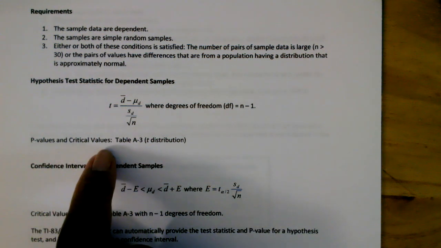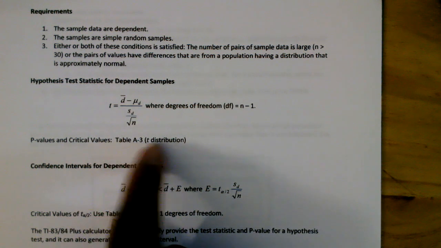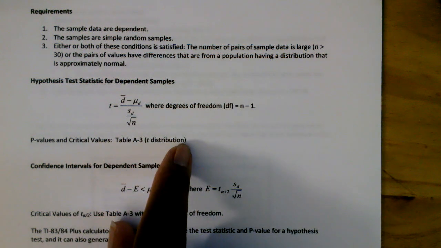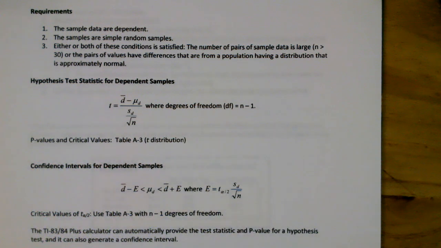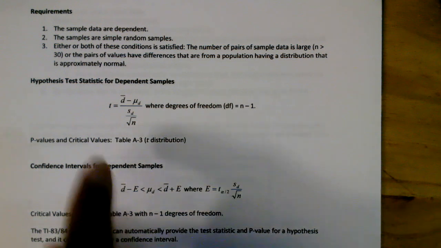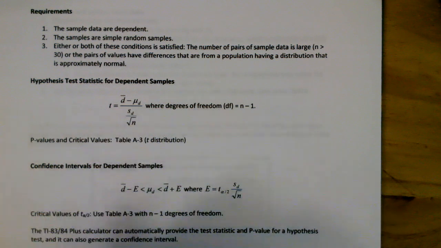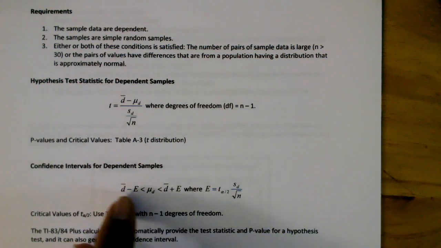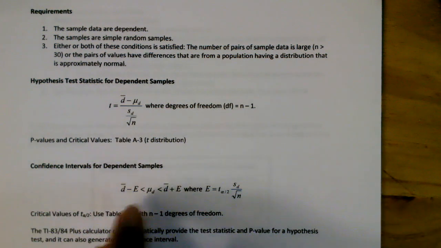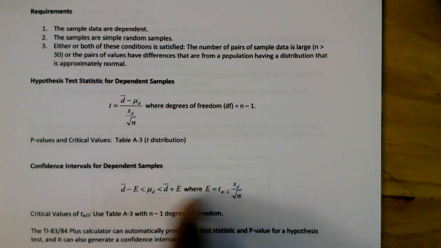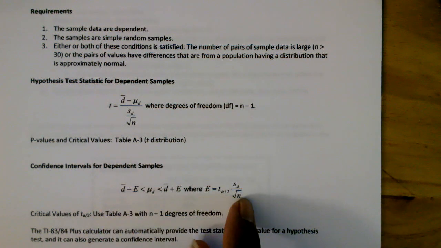Now for the p-value and the critical value, we'll use table A-3. That's your t-distribution. For p-values, we're going to use technology, because if you use table A-3 to get your p-value, you're not going to get an exact p-value. And by the way, on some of these, I'm going to be using that test statistic formula when we do these examples. And the same for the confidence interval. I'm going to be doing examples using this as well.